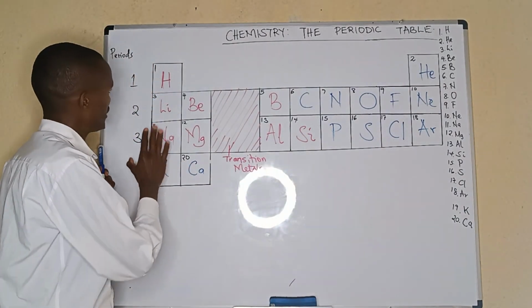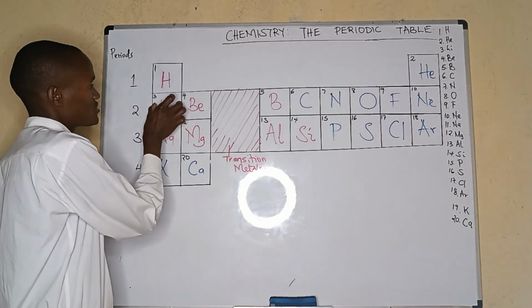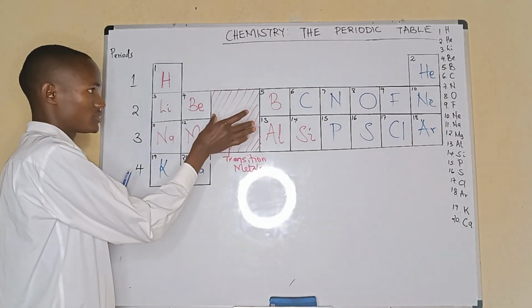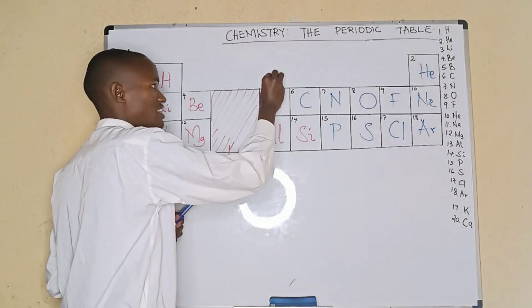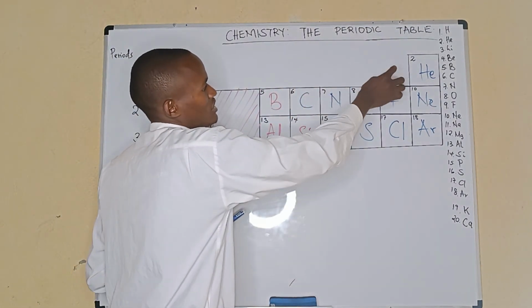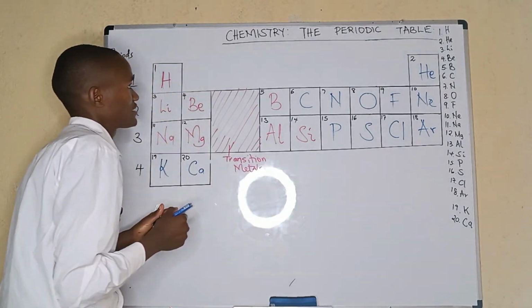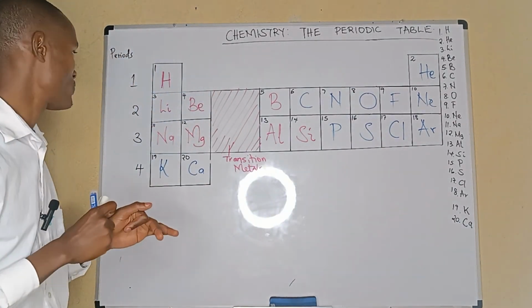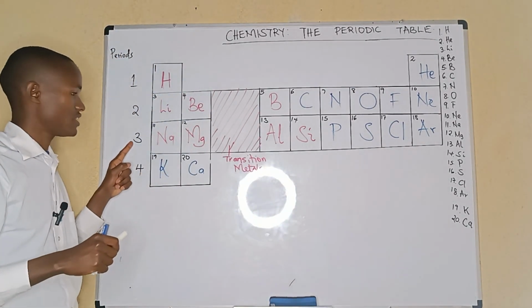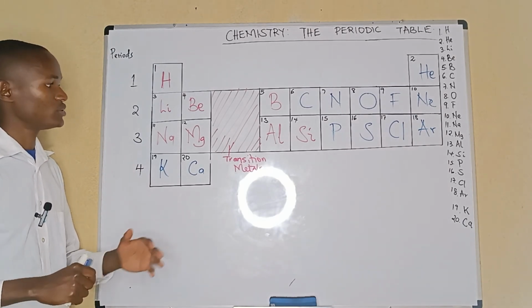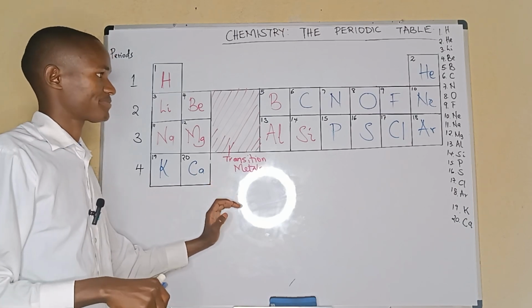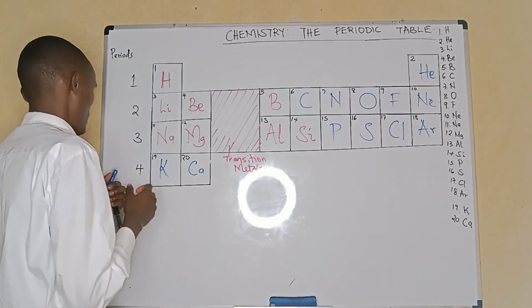So I've just written the periods and I've said that columns now are referred to as groups. This is the first group, the second group, third, fourth, fifth, sixth, the seventh group, and the eighth group. Let us write that. And when it comes to groups, we don't use this number system. We use the Roman numerals. Yes, we use the Roman numerals to indicate groups. So let us use them.